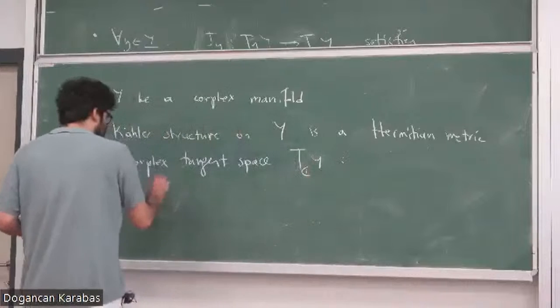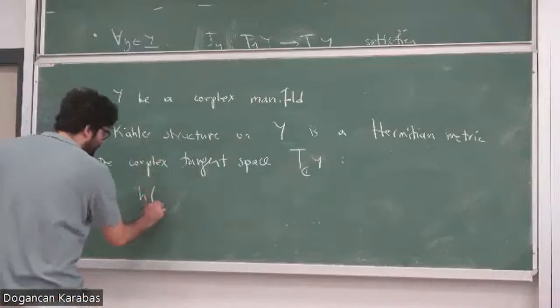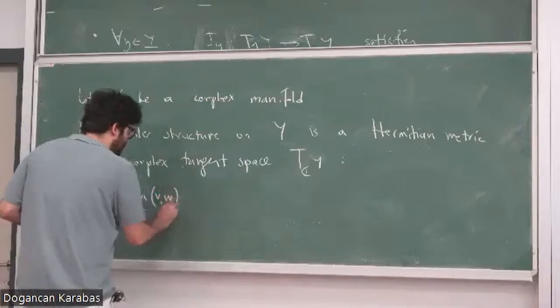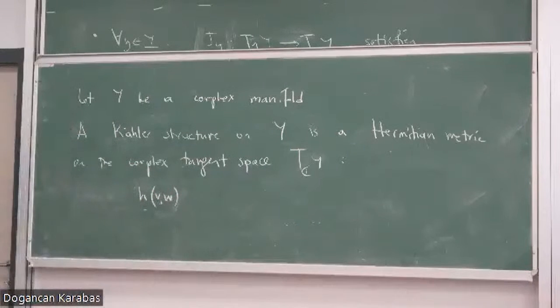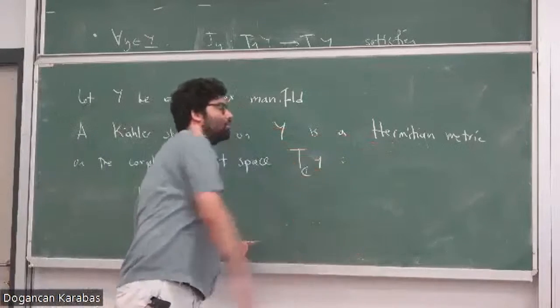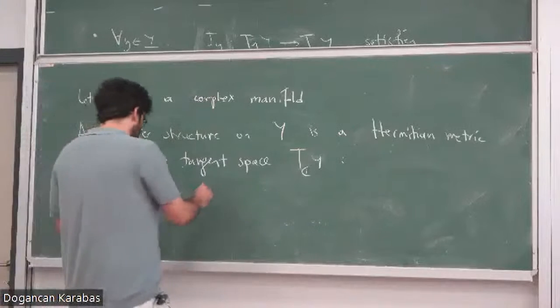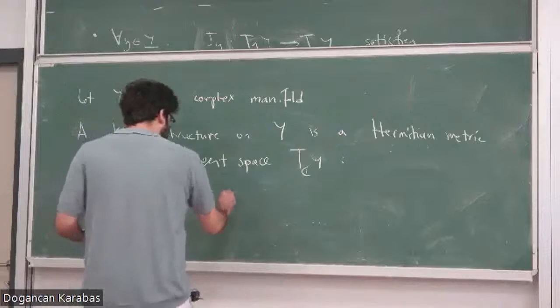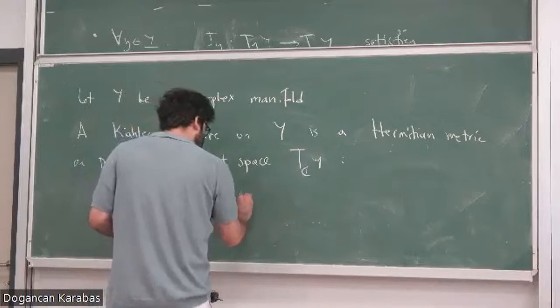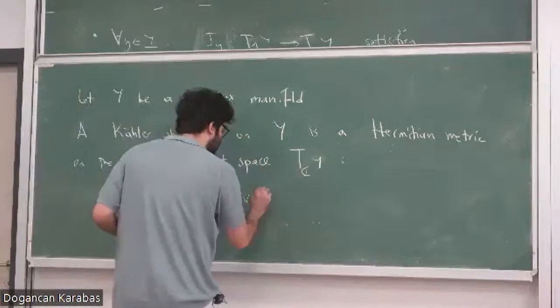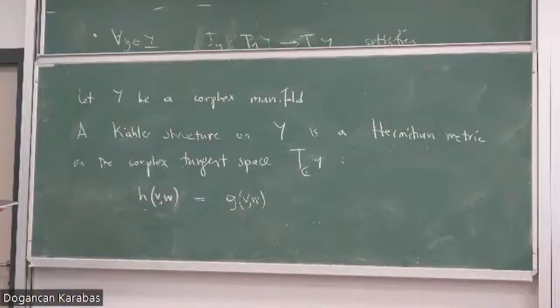And you know what is such a gadget? It's some h, and you input to this h two tangent vectors at the same point, and it gives you a complex number, and it satisfies a bunch of properties certifying that it's Hermitian. Not just Hermitian, it's also a Hermitian metric, right? So it's not just a Hermitian form. It has certain positive definiteness properties.